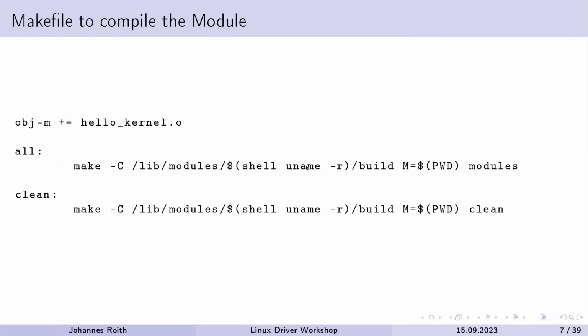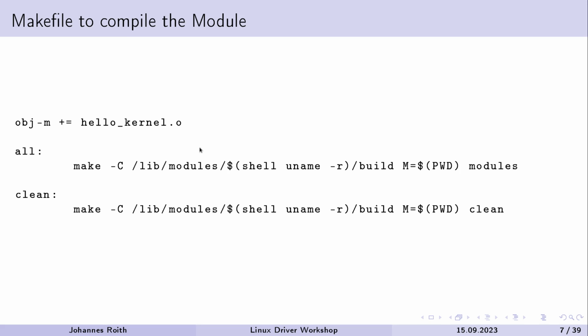But there's a problem. Our hello_kernel.c file is not in this folder here. So we have to tell it, please look for kernel modules in a different folder. And the folder is $(PWD), so our current path we're in. And this M variable is just a variable to set where to look for kernel modules. And then we are calling the target modules from this Makefile, which will build us the kernel modules.